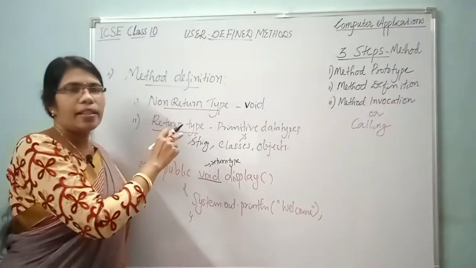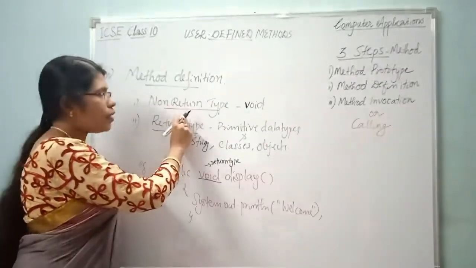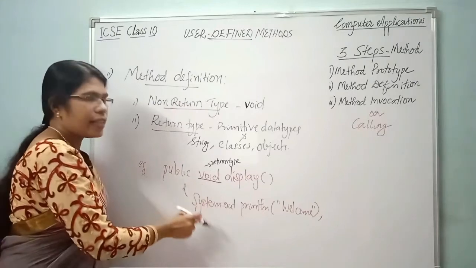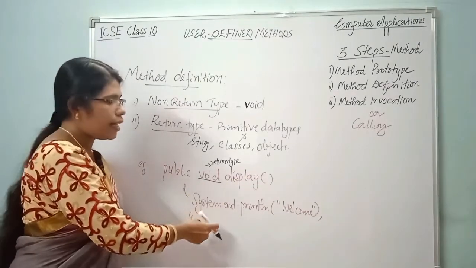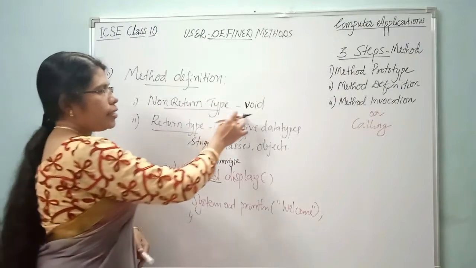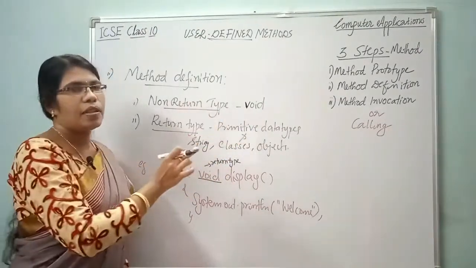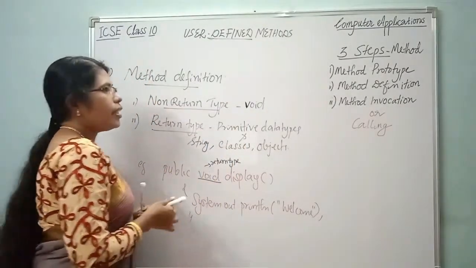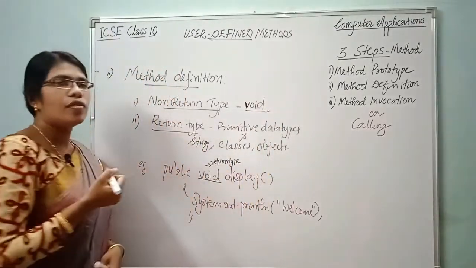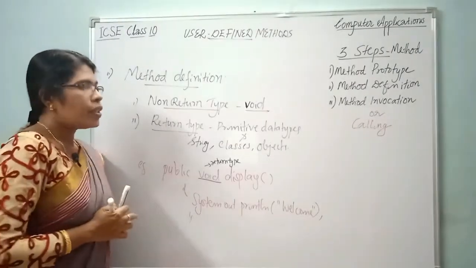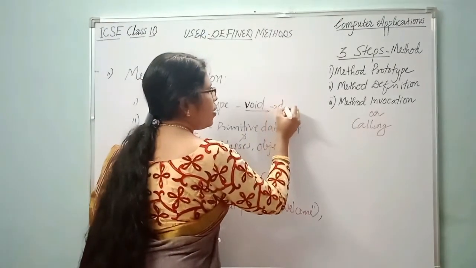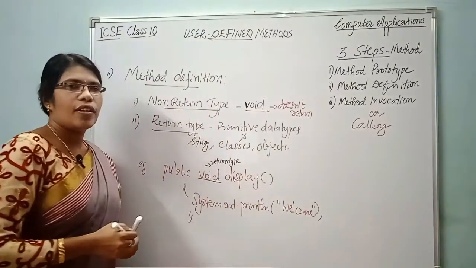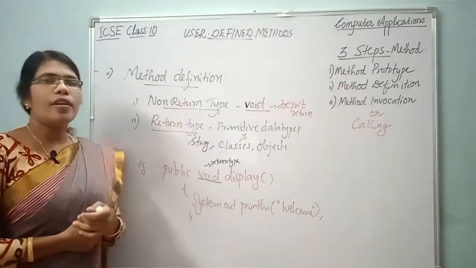We can define a method in either one, the first one is non-return type or the second one is return type. Non-return type means this method doesn't return any value. For indicating non-return type, we use the keyword void. We have to use the keyword void to represent non-return type. Void means it doesn't return any value to the calling function. So this is the first one, non-return type.